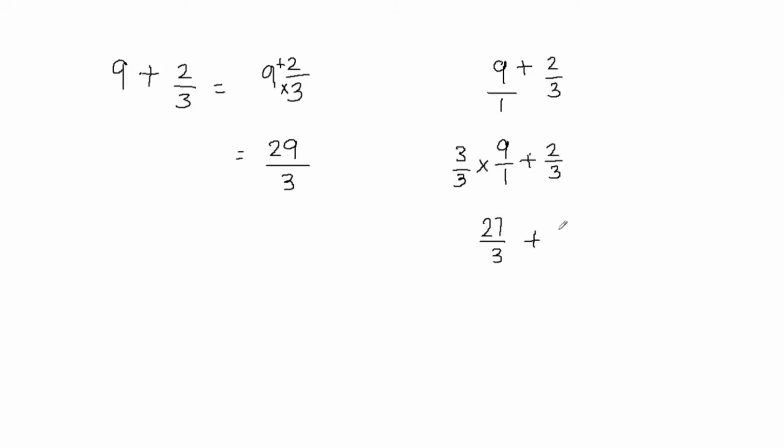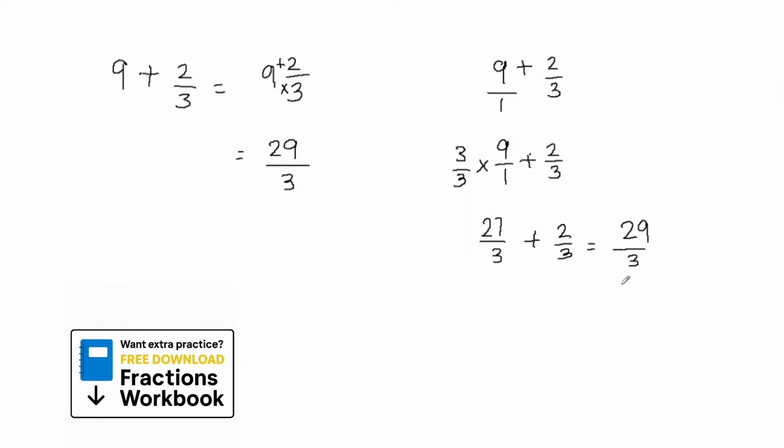And then plus, this is 2/3. Now my denominators are equal. I can go ahead and add these fractions, right? So I'm going to add the numerators. 27 plus 2 is going to give me 29. And we're going to put the denominator as it is because we don't change the denominators when we add fractions. We never add the denominators of the fractions, right? So I got 29 over 3, and you see that we got the same answer here.